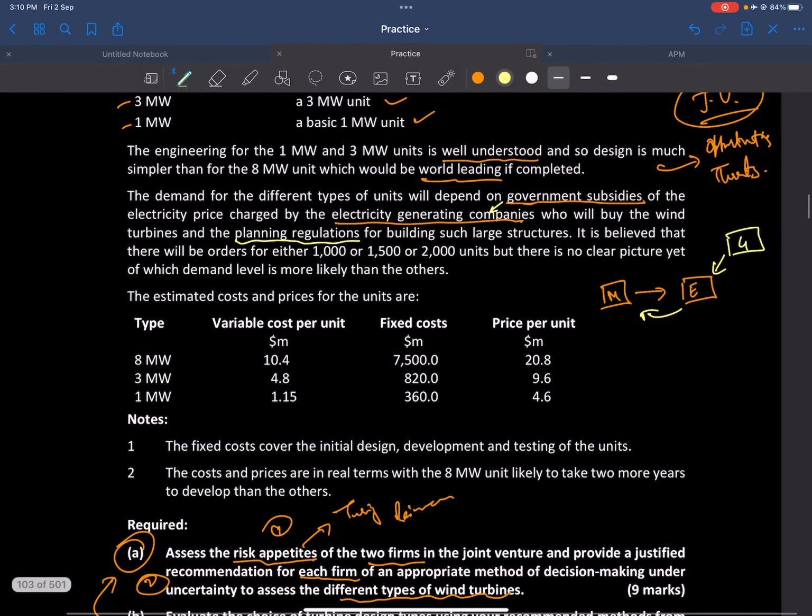Right, so there are two different things over here. Number one is government subsidies, and number two is the planning regulation. Of course they won't let you have all these large structures nearby residential buildings or residential areas or something like that, right? So it has to be planned accordingly, so that will depend on the local government's planning as well.